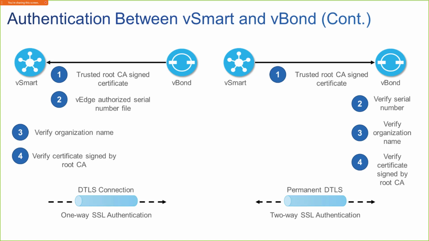All right. If we want to see the vEdge authorized serial and chassis numbers, we would use the show control valid vEdges command on the vSmart controller. And on the orchestrator, we would use the show orchestrator valid devices command. Again, hopefully you'll see those commands a little bit later on when we get more into the configuration.